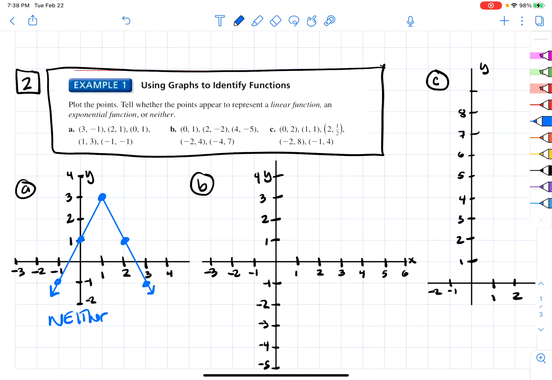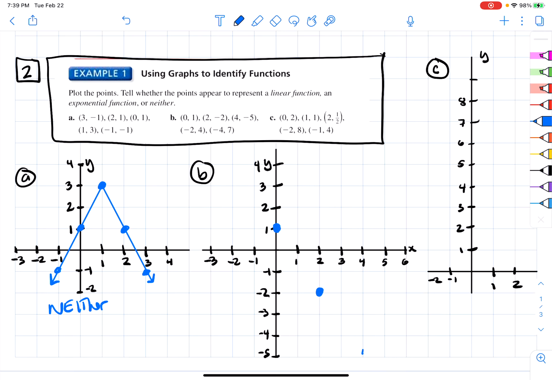B says 0, 1. Okay, that point is here, 0, 1. Then it says 2, -2. So 2, -2 is down here. Then it says 4, -5. So 4, -5 is this point down here, which is kind of hard to see because my graph is down here. Okay. Then it says -2, 4. So that point is way up there. And then -4, 7. So if I drew this correctly, if I draw that, then that definitely makes a line. So I would say this is linear. So far we've seen neither, linear.